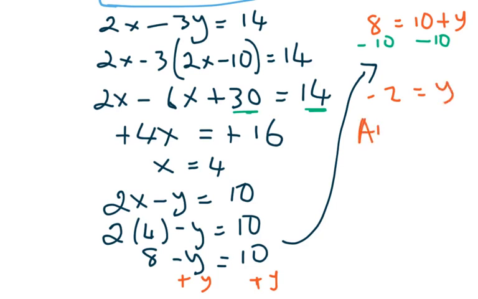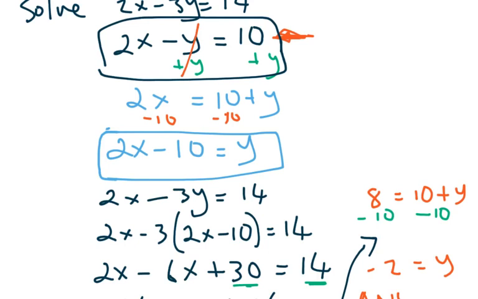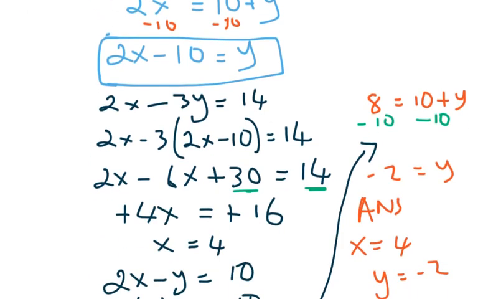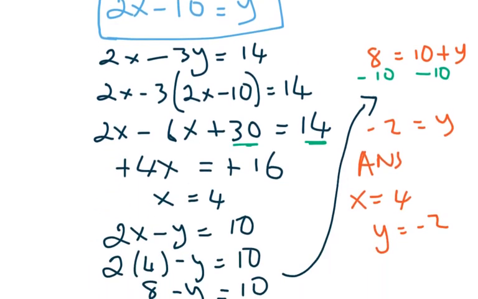So my answer is x equals 4, y is equal to minus 2. If you're asked to verify it, you plug those numbers back into the equations, and any of the equations will work. If you plug in x equals 4 and y is equal to minus 2 into this, you're going to get the right answer. Or if you plug it into this one here, you're going to get the right answer. Any of these equations will work. So there's your answer. I hope that helped.